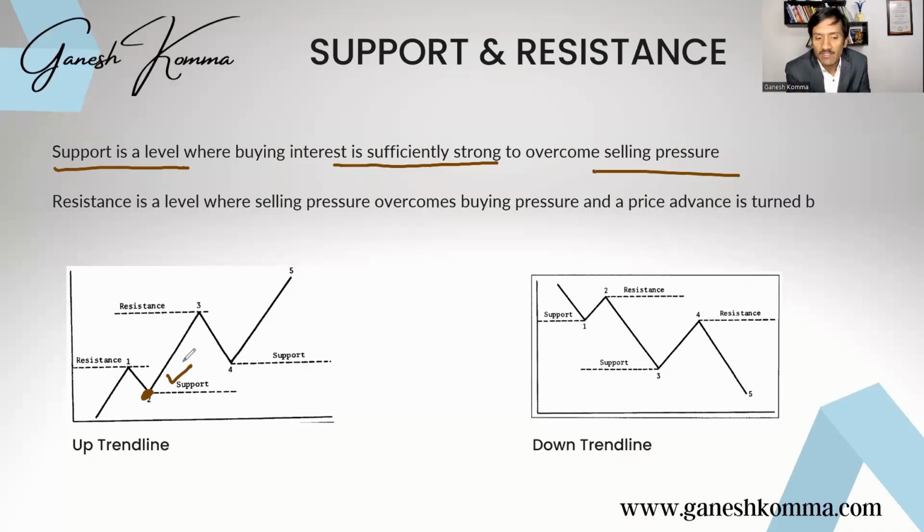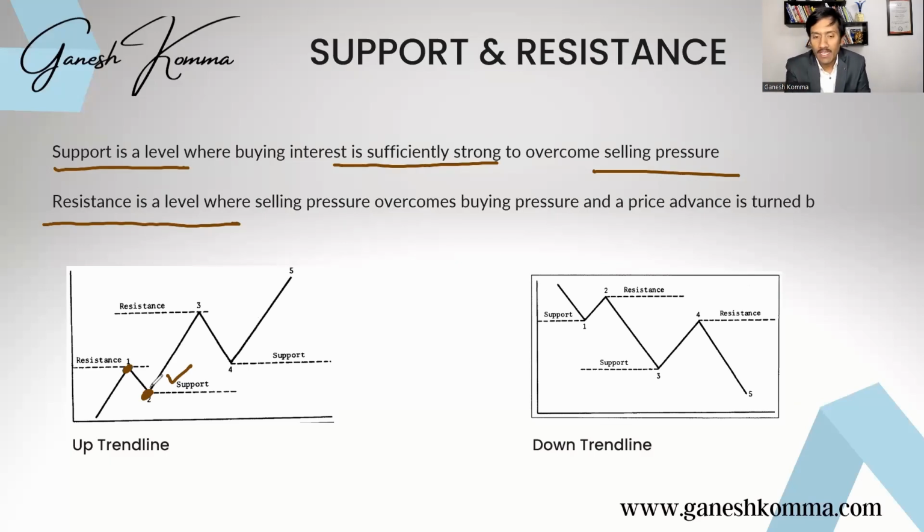And if you see resistance, resistance is a level where selling pressure overcomes the buying pressure. Here, the sellers are more and the stock is falling down. When you compare buyers and sellers, as sellers are dominating the buyers, the stock is falling down. But yes, if the stock is able to cross its resistance, then it is successful.